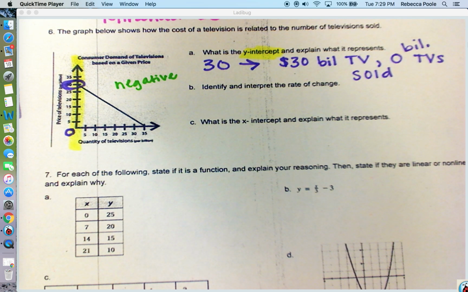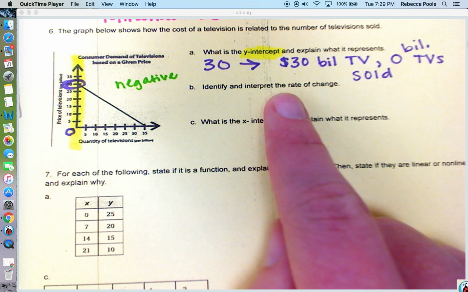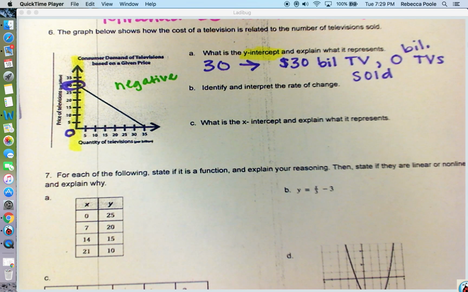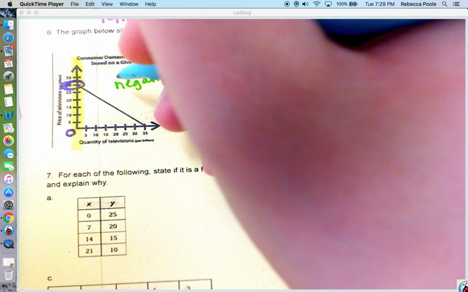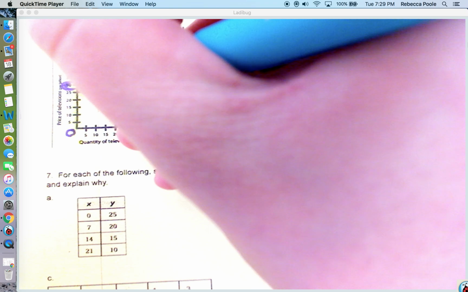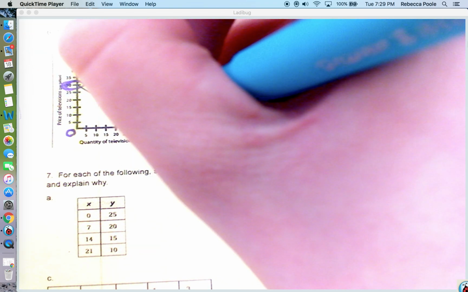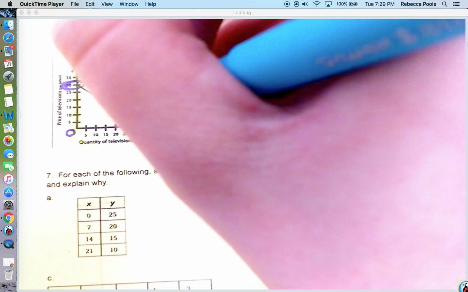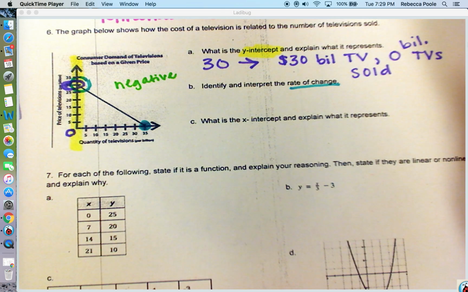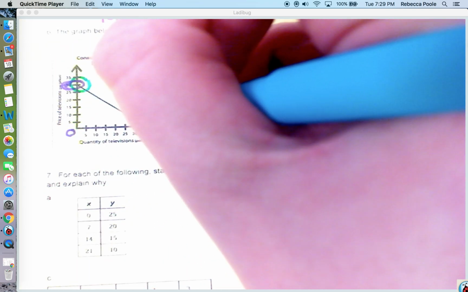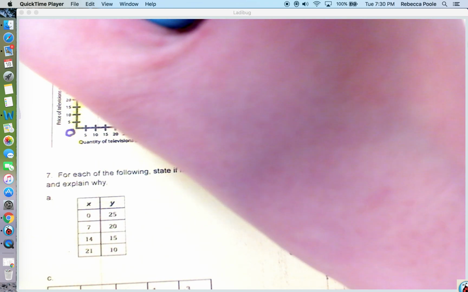Okay. Now, the next part, part B, says identify and interpret the rate of change. So we want to look at this graph and figure out how it is changing. So remember, rate of change from a graph, you want to pick 2 nice points. So 2 points where you can see exactly where it crosses. So I can definitely see this one. That one's really easy to see, right? And then honestly, it's kind of hard to tell from this one because there's no line. So I'm going to pick that 0, 30 point up there too, okay? So this point is 35, 0. And this point is 0, 30.